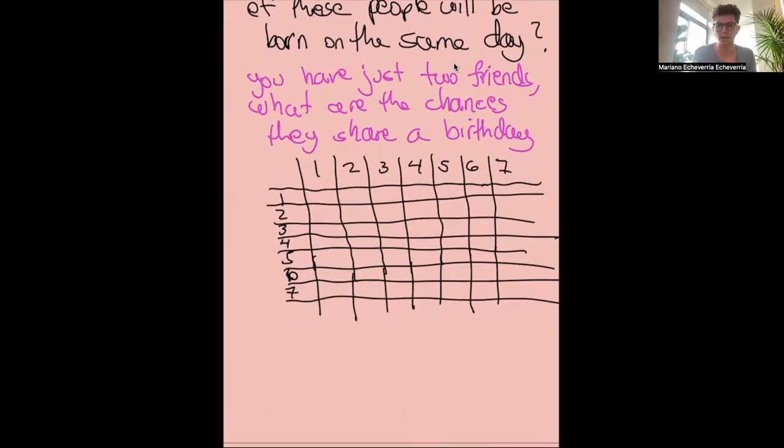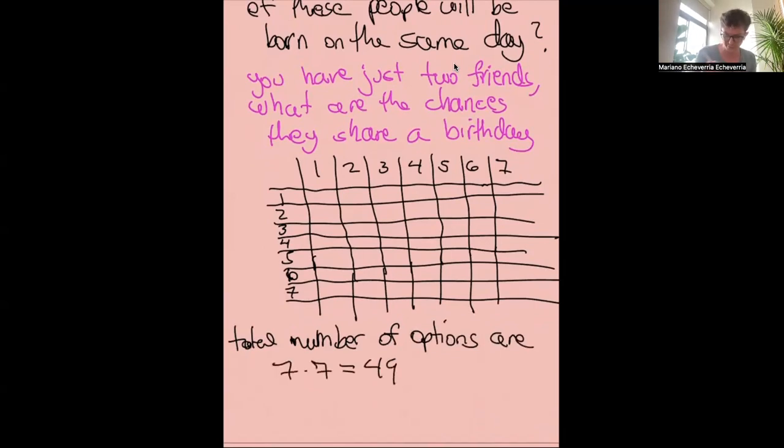So the grid has 49 options, right? 7 times 7 is 49. So the total number of options is 7 times 7, so this is 49 possibilities. And then sharing a birthday, what would it mean? It would just mean having your birthday coincide along the diagonal, right? Is that making sense? So sharing a birthday has to involve the diagonal.